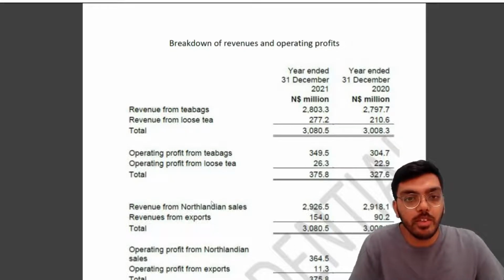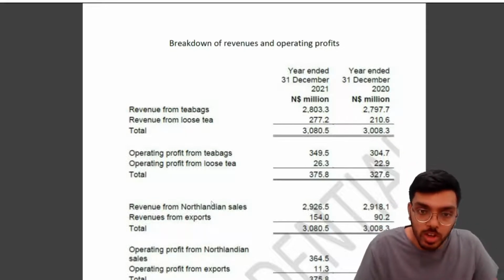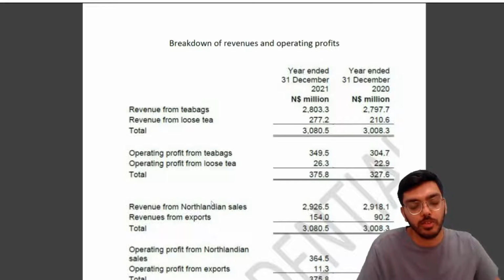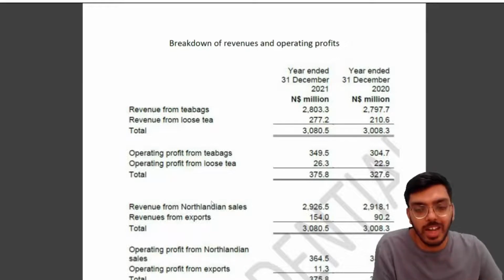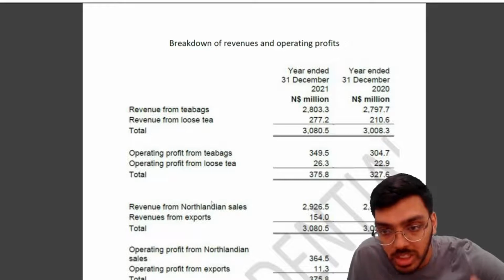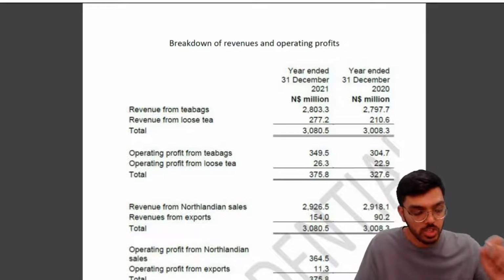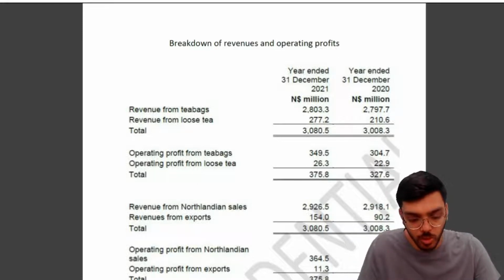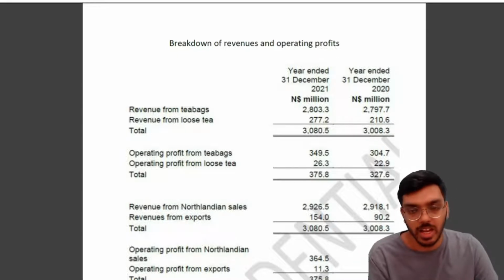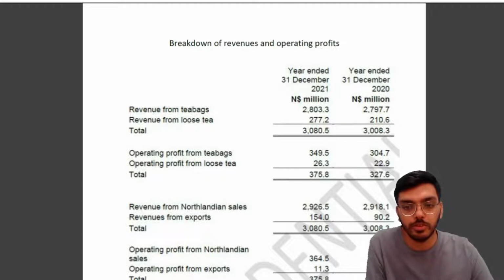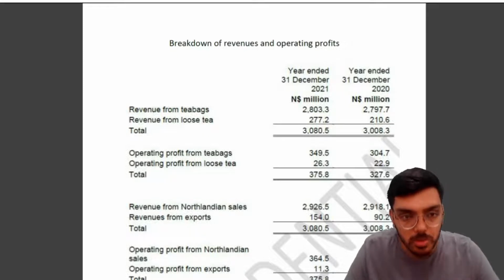After that, they've given us breakdown of revenues and operating profits. They've given us some segmental analysis here. Segmental analysis is important because it showcases where the company needs to focus more, which areas the company needs to be focusing on. Now, they have given us again the figures and financials of 2 years, 2020 and 2021.